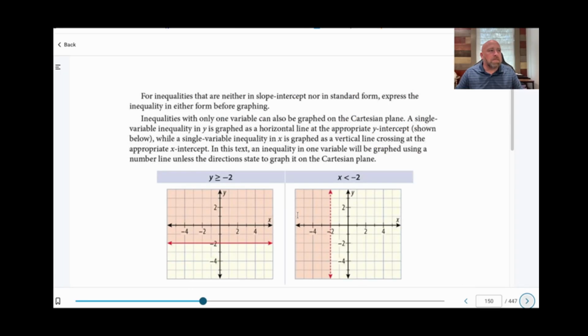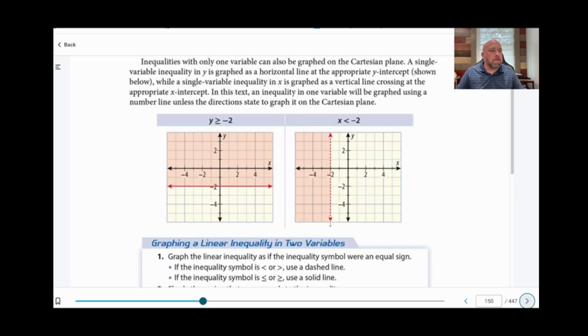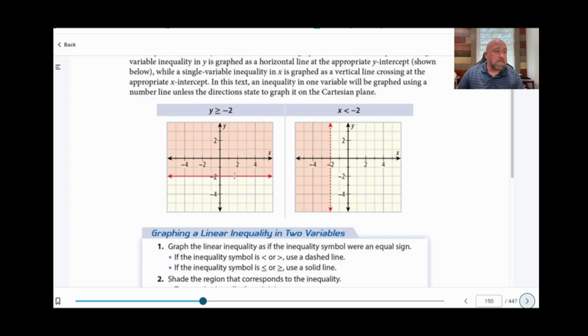Let's turn to page number 150, and let's look at a couple other examples of this. If you have y is greater than or equal to -2, this one has no slope. It has a y-intercept, but it has no slope. Notice y equals mx plus b. There's no x. So because of that, all we have is our y-intercept. It intercepts at -2, and it is also equal to, so that's going to be a solid line. We would test a point. If we test 0, 0, we would say 0 is greater than or equal to -2, and that is correct. So we would shade all of this stuff at the top.